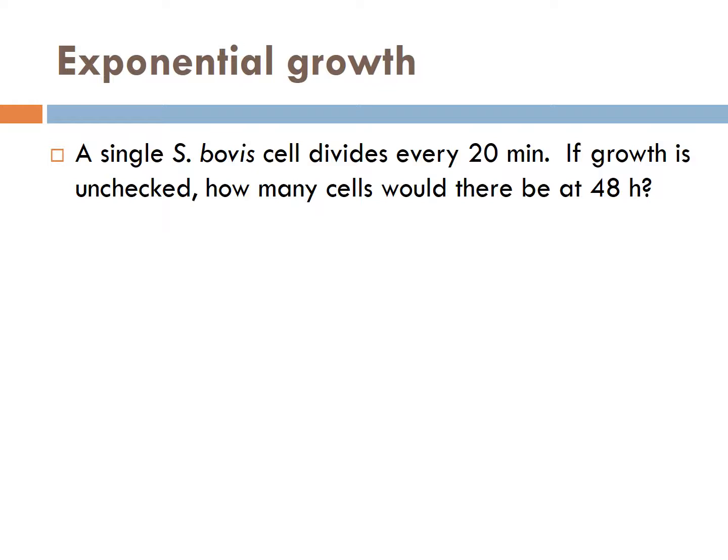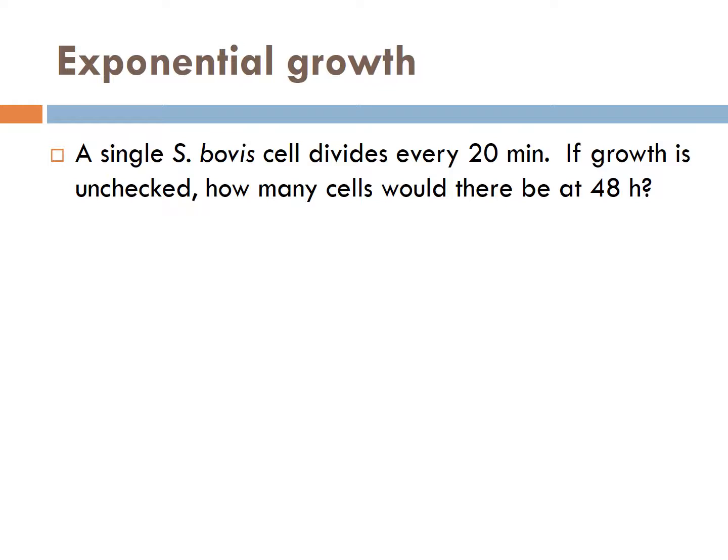We'll deploy the exponential growth equation with an example that shows you not only how to use the equation, but its limitations. A single Strep bovis cell divides every 20 minutes. If growth is unchecked, how many cells would there be at the end of 48 hours? Remember in the previous slide, we saw the generation time of Strep bovis JB1 can be as low as 20 minutes, so in fact, the cells can divide every 20 minutes during exponential growth.